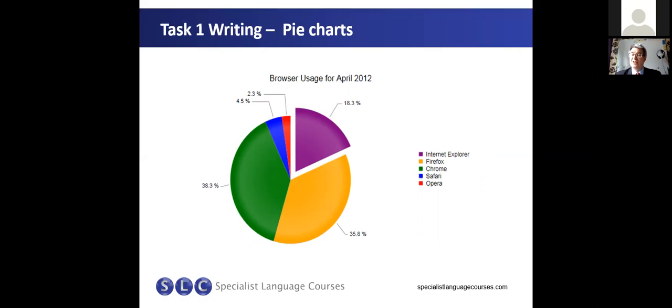And the third largest, Internet Explorer. And then we go down to the smaller ones, Safari and Opera at 4.5 and 2.3. So this tells me that this was the data for April in 2012.